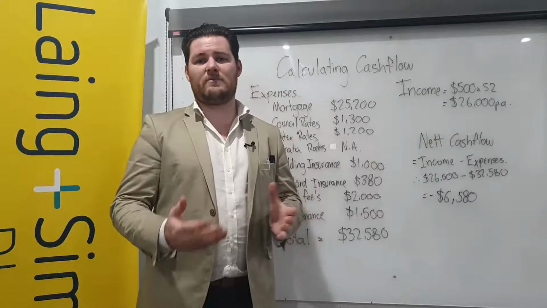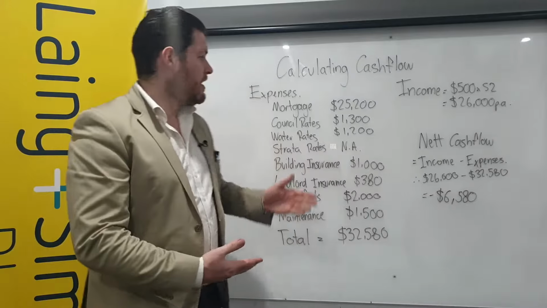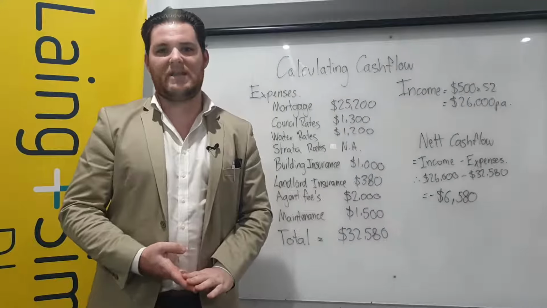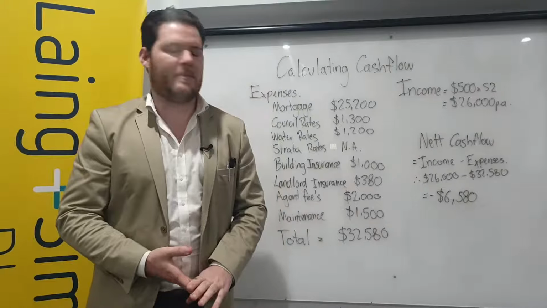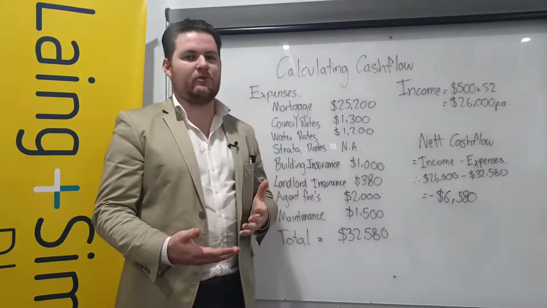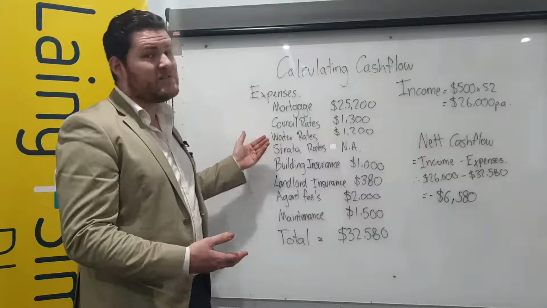So continuing on from the example where we calculated the yield on that property, let's have a look at what it would look like. I've allowed for a 10% deposit on this particular property and an interest rate of 4%, which is pretty typical at the moment. So the interest on this particular property would be $25,200 per annum. Council rates approximately $1,300. Water rates $1,200.